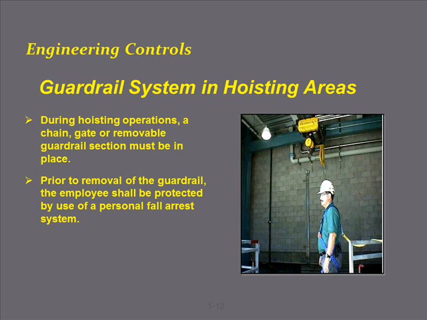Any hoisting area on the job site or at an elevated work area needs to be protected with a guardrail system. During the hoisting operations, a chain or gate or removable guardrail section must be in place. Prior to removal of the guardrail, the employee shall be protected by use of a personal fall arrest system. This means that you need to tie off before you remove the chain, exposing yourself to a fall.